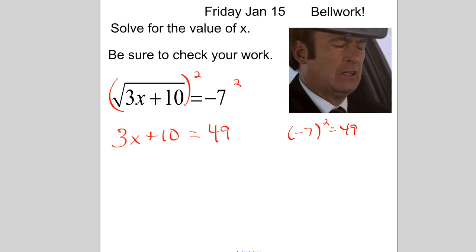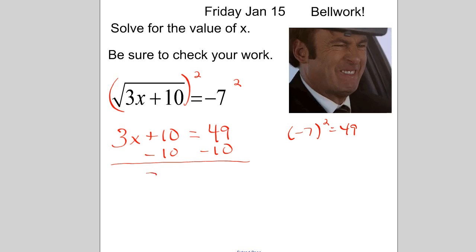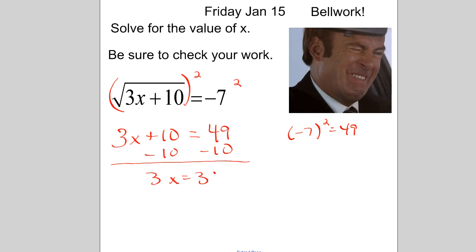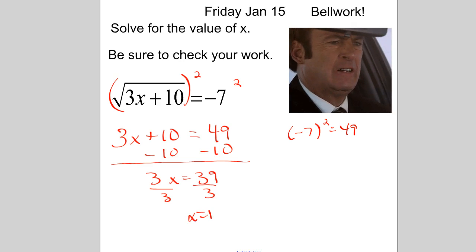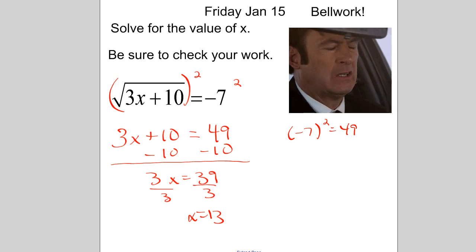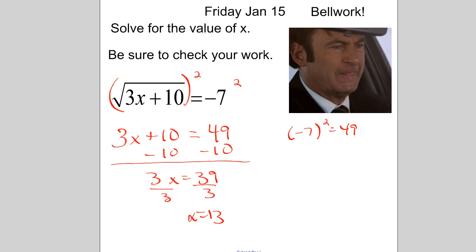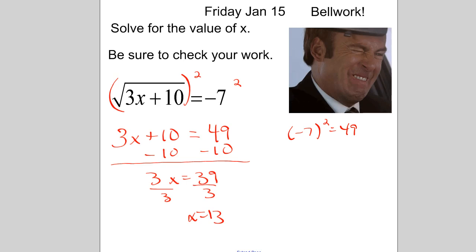Okay? So now I'm going to go ahead and solve this one-step equation. If I subtract 10 from each side, I get 3x is equal to 39. And if I divide each side by 3, I get x is 13. But what do we have to do with every single one of these equations? We have to substitute back in and check. So here's the checking step.